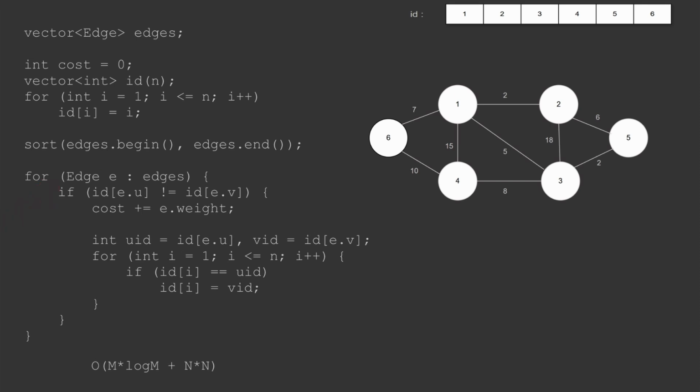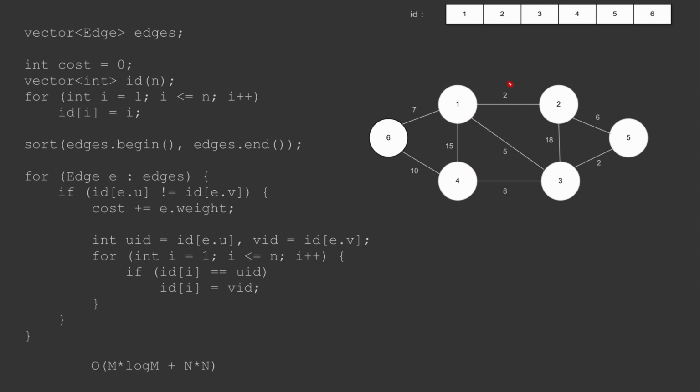Remember, we process all the edges one by one, and if they belong to different subtrees, then we add their weight to the cost and then we unite the subtrees. We will look at the time complexity later on, but let's go through the implementation and dry run it first. Initially we have 6 nodes and they are all completely isolated, with their own IDs. So they belong in their own sets.